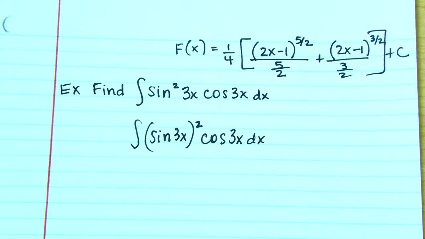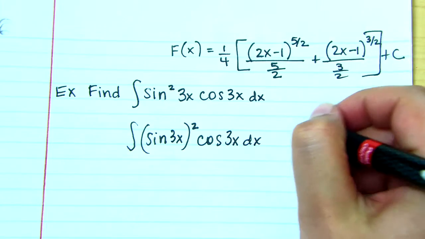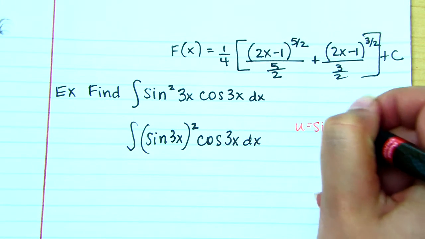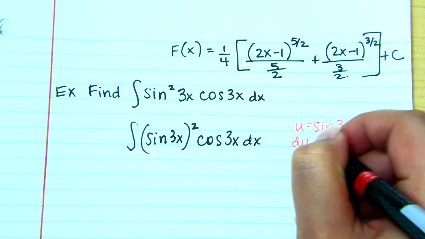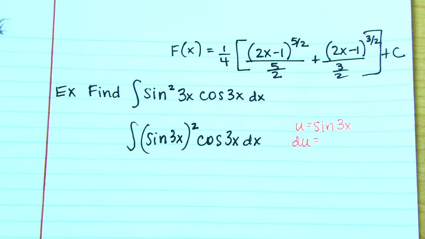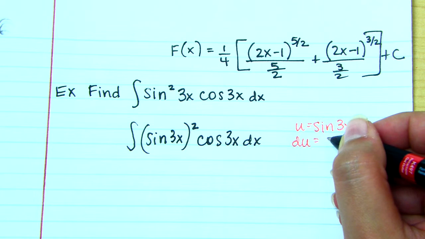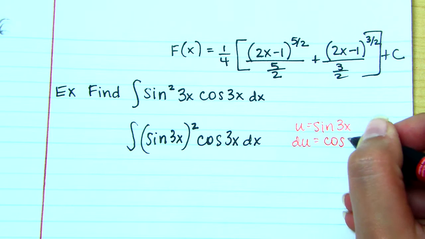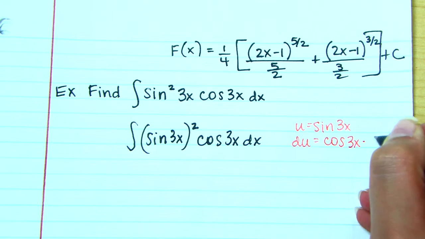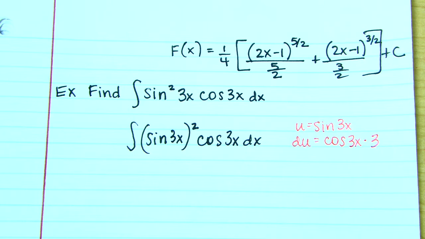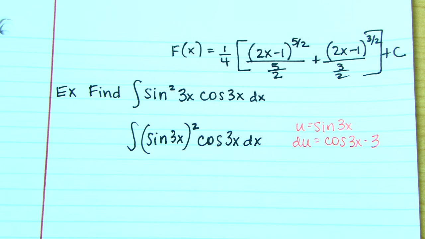Okay, so tell me, what do y'all think? So u should be sine 3x, and then du would be negative cosine. No, it's just cosine. Oh, yeah, just kidding, it's a derivative. If it was an antiderivative, it would be negative.